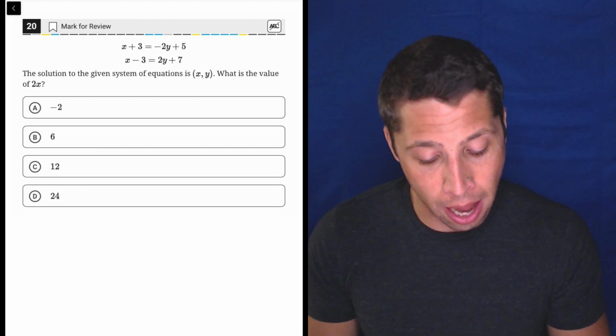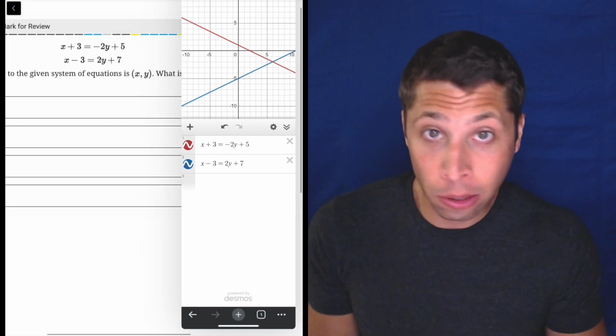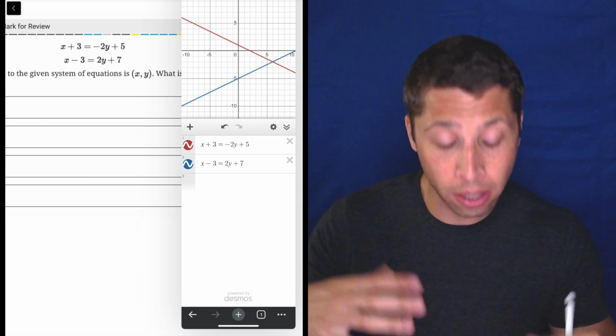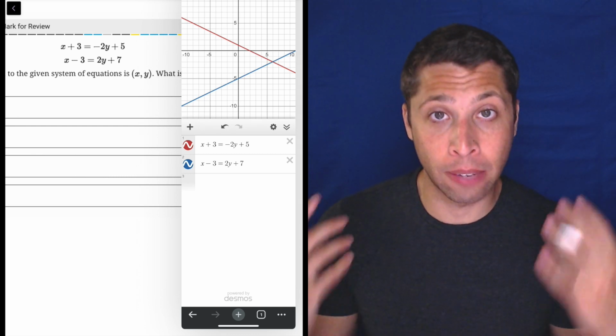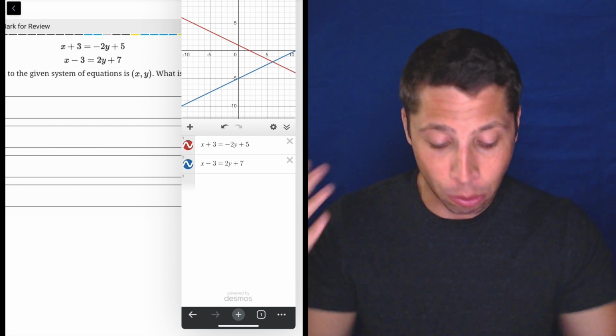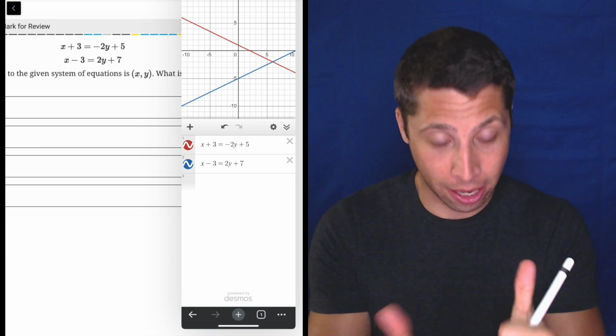So I already took the time to enter these equations into Desmos. I would absolutely double check before I start thinking about the answer, because these buttons are small. It's very easy to mistype something, and if you do, the calculator doesn't know you mistyped. So you're going to get the wrong answer. So x plus 3 equals negative 2y plus 5, check. x minus 3 equals 2y plus 7, check.